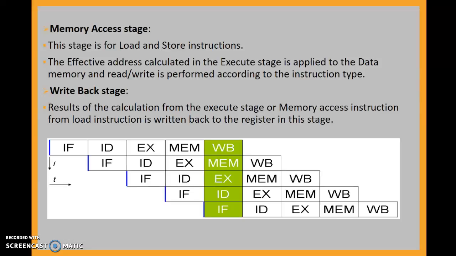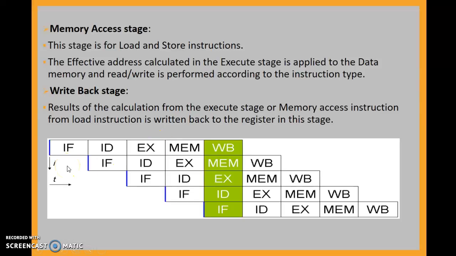The next is called the write back stage. The results of the calculation from the execute stage or the memory access loads from the load instruction are written back to the register in this stage. So two things can happen: either the ALU output or the memory output from the data memory is written back into the general purpose registers in the write back stage.